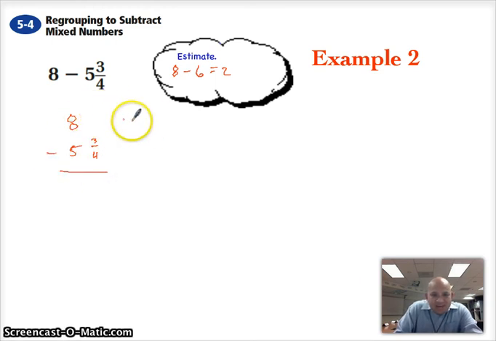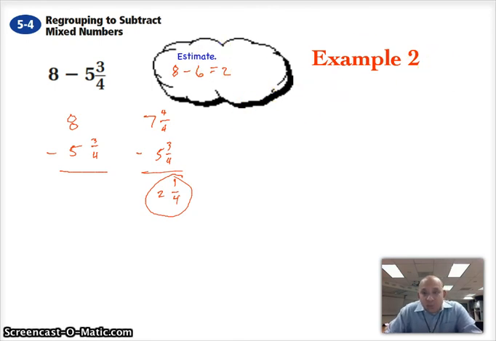I'm going to convert 8 into a 7, and that one whole that I took away from there, I'm going to convert to 4/4. So now I have 7 4/4. Subtract 5 3/4. Now I can subtract fraction from a fraction. 3/4 from 4/4 is 1/4. My new number, as part of the next number here, is 7. Subtract 5 is 2. 2 1/4. Now, is that close to 2? Absolutely. It seems a reasonable answer.